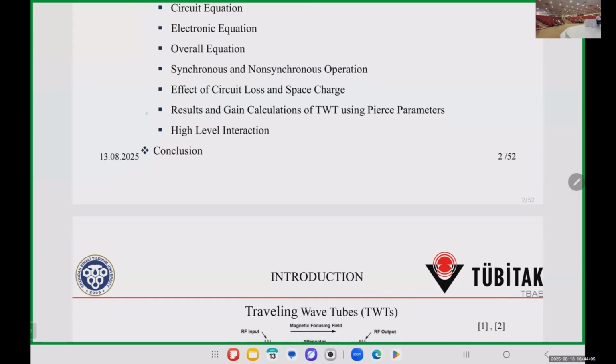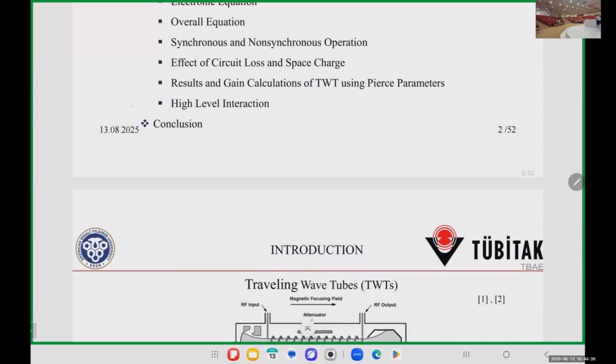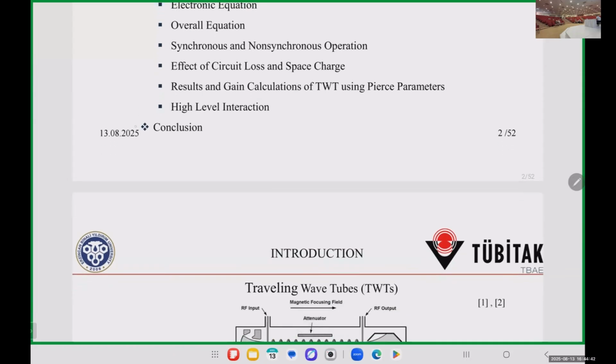And the last two sections are results and gain calculations of TWT using Peirce parameters, which means space charge parameter Q, C, and D circuit loss parameter, and B, the synchronization parameter between the electron beam velocity and the phase velocity of the electromagnetic wave. And lastly, we discuss high level interaction, and we have the conclusion.